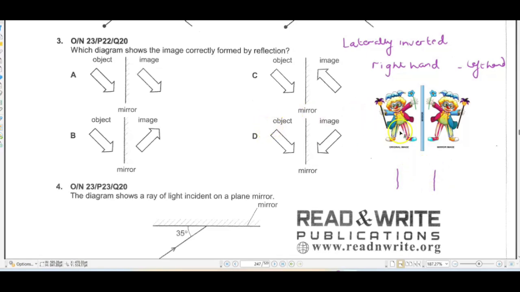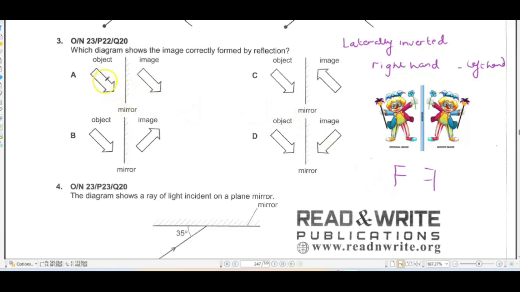But this does not mean that if this clown is standing like this, his head is down and his legs are in the air. That is not inversion. Lateral inversion is that this side becomes that. For example, if we write letter F over here, it is going to seem like this over here. This is what reflection is.